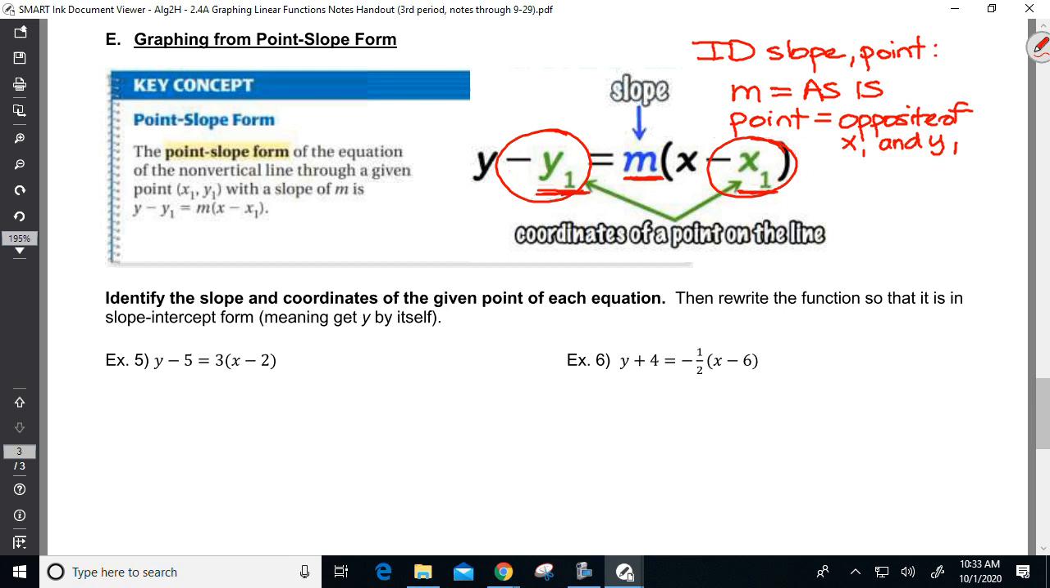So, if it's a little fuzzy, that's fine. We've got 2 examples that we're going to practice before we actually try to graph. So let's show how this works. They're asking us to identify the slope and the coordinates of the point, and then rewrite the function into slope-intercept form. So there's 3 things we need to do.